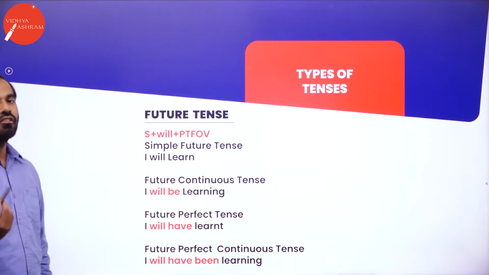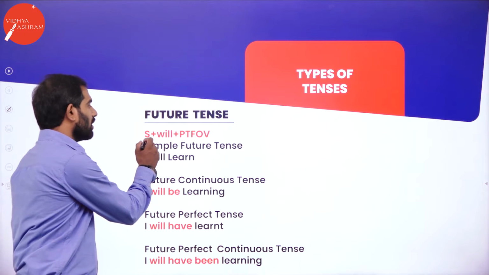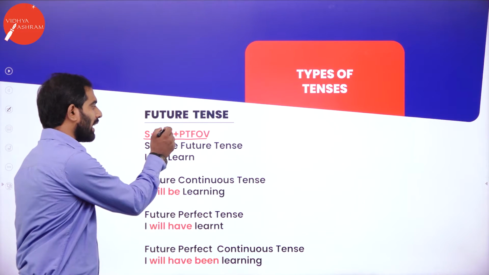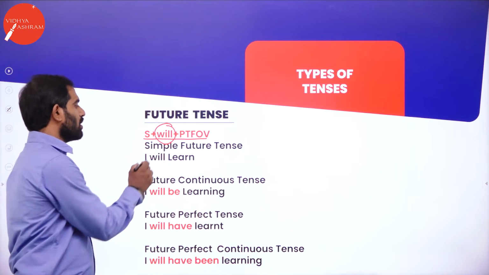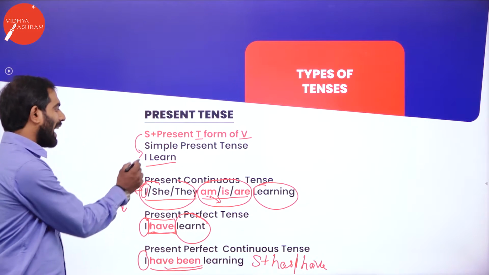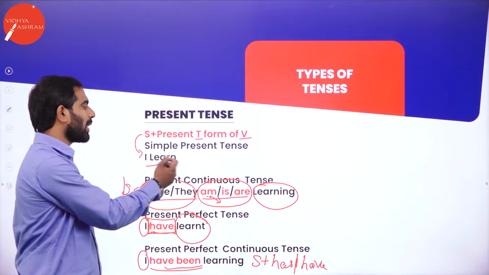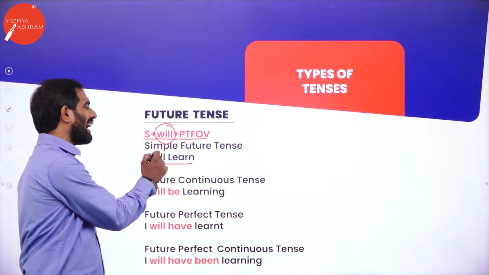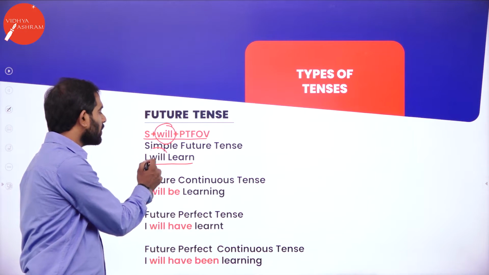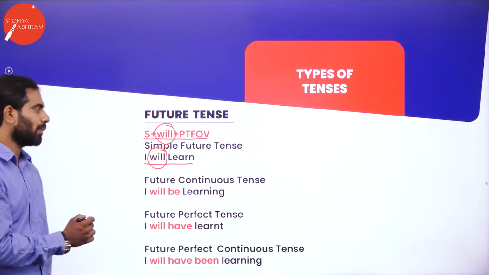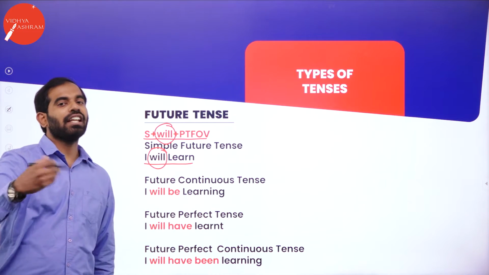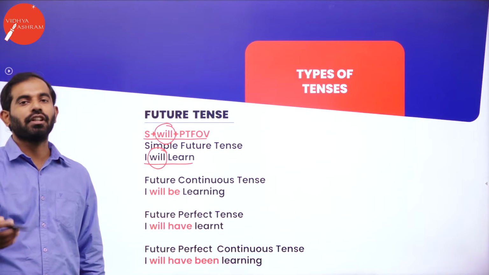Let us move to future tense. Here, the only thing that we need to add is will. I will learn. So I learn is simple present tense, but in future, I will learn. You need to make use of this auxiliary verb again. So I will indicates the action which is going to happen in future.